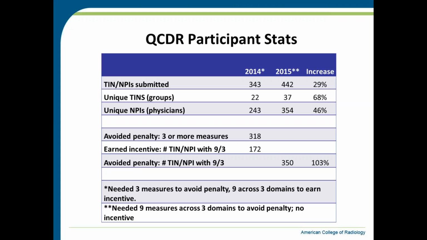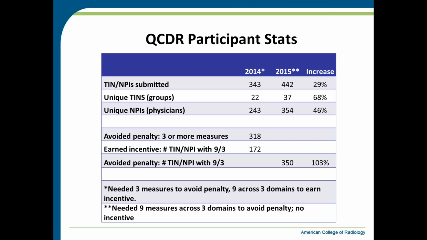The tax ID number, just for verification, is the number that's provided by CMS to the facility or the physician group, and that's how they bill their Medicare Part B services. So TIN is synonymous with facilities in this case. So we participated with over 22 facilities in 2014, and 37 in 2015. And with 2016 being the first year where our QCDR can support groups more succinctly for CMS participation, we're hoping that that number will actually increase for 2016.